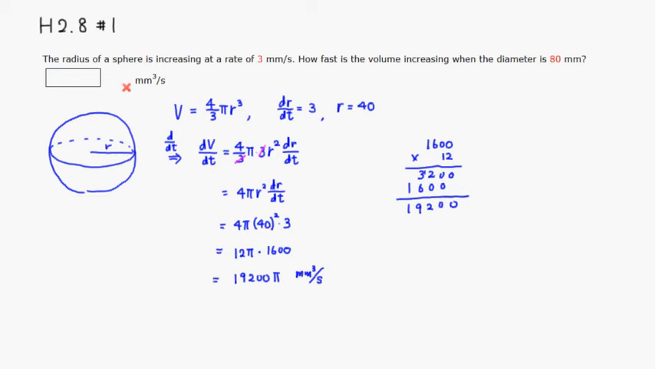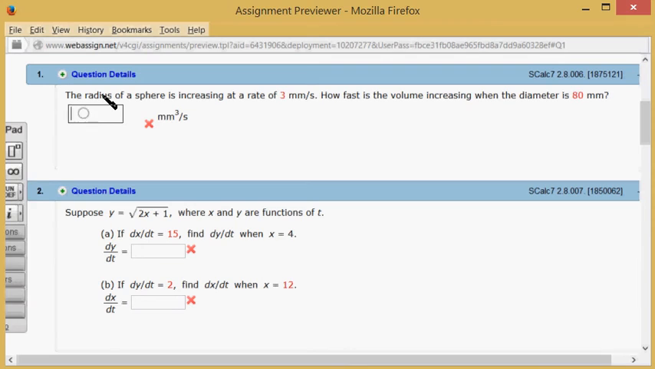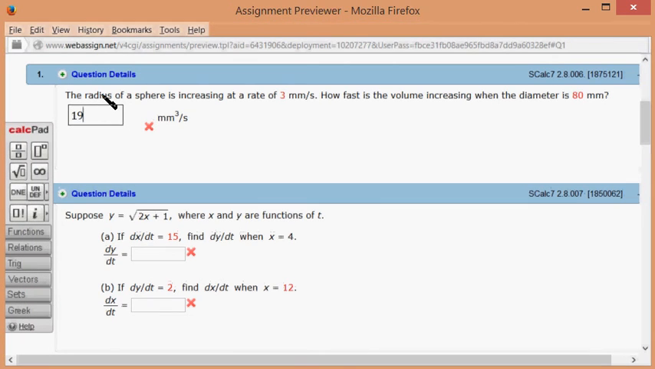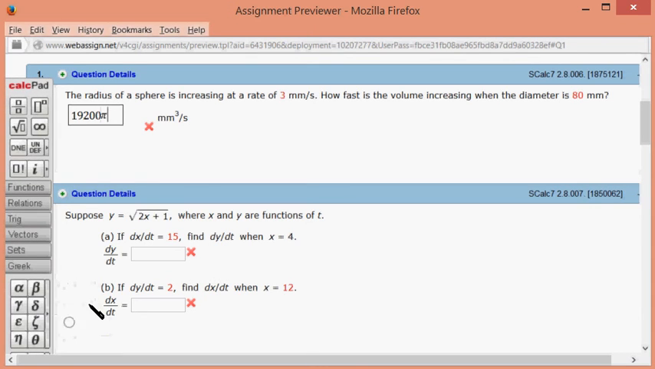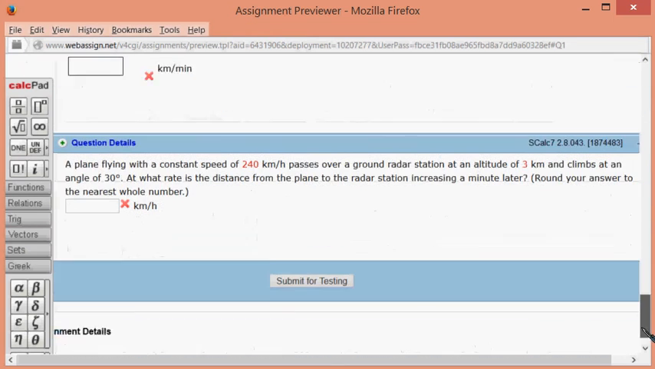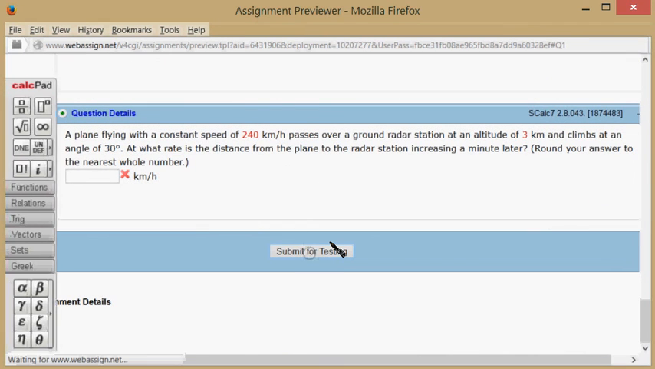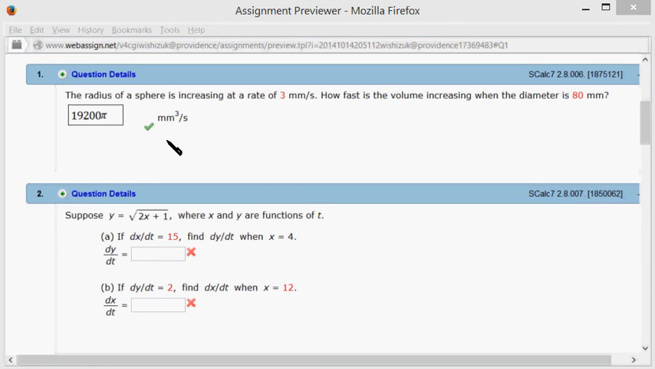So let's type it in. What we found was 19,200 pi, with the Greek letter pi. Alright, so let's go submit and test. It came back and looks like we got this one correctly.